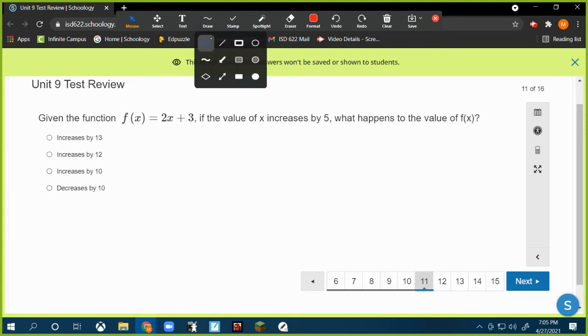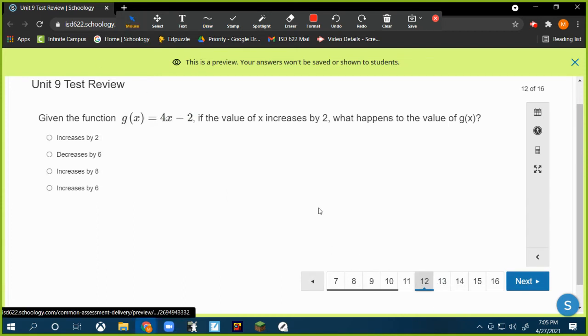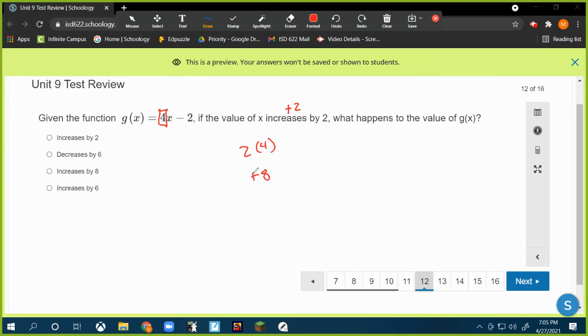All right, these are the fun ones. Now we actually got to do some math. All we're doing in here is asking, what am I doing? Increasing by 5, and I'm multiplying that by the number in front of the x. 5 times 2 is 10. That's a positive 10, which means increase by 10. That's all you're doing. Number 12, we're already cruising through this. Similar problem. Increase by 2, positive 2 times what's in front of the x? 4. 2 times 4 is positive 8. That means we're increasing by 8.